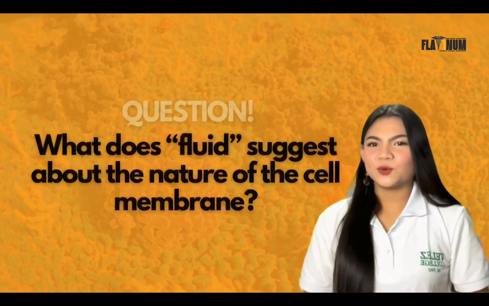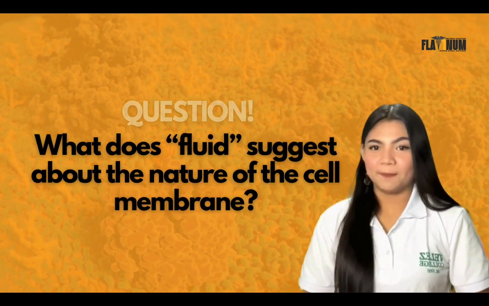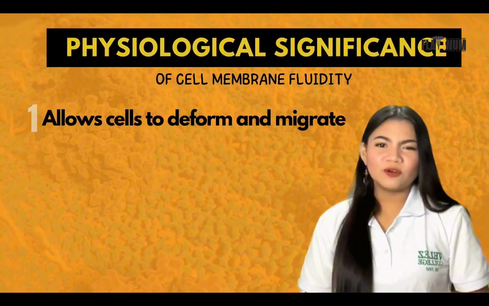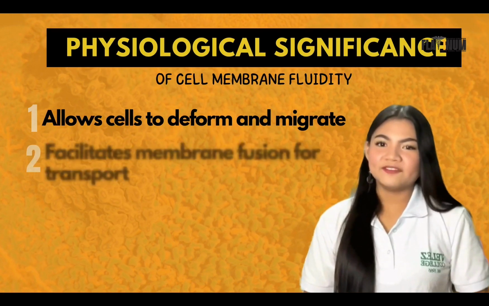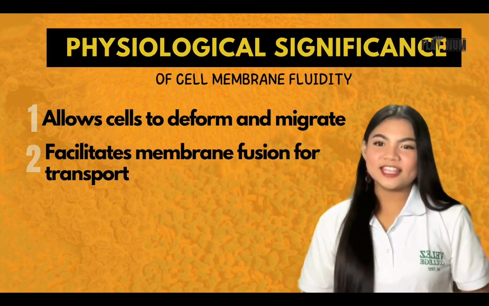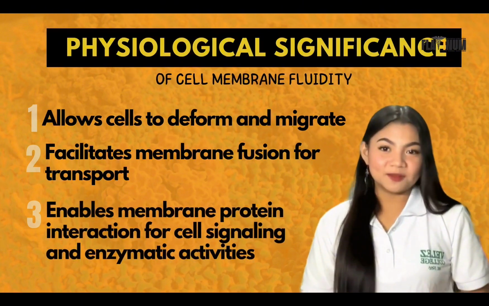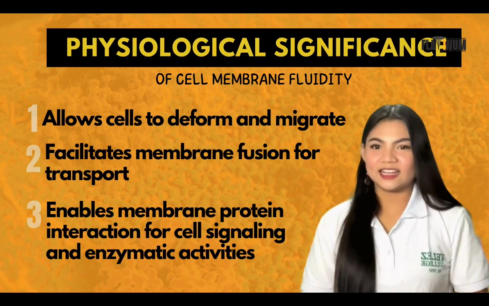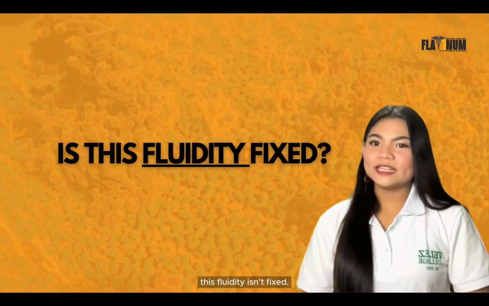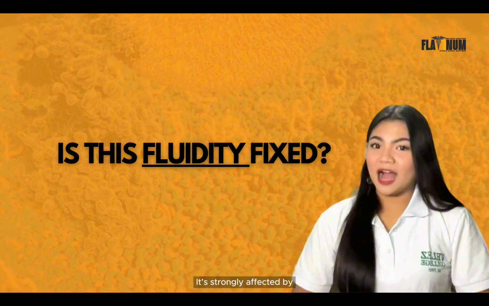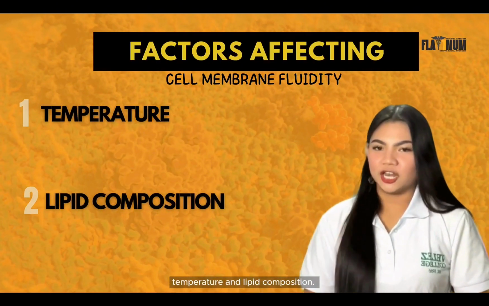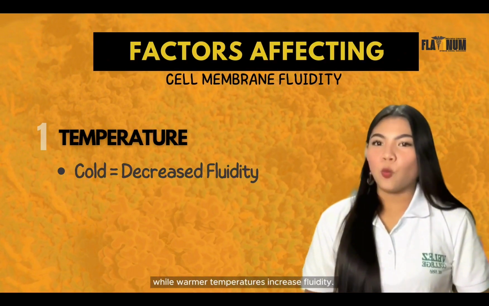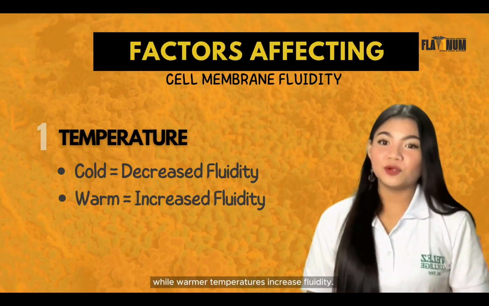Now, what does the word fluid suggest about the nature of the cell membrane? Exactly. This fluidity allows cells to deform and migrate, to facilitate membrane fusion for transport of substances into and out of the cell, and to enable the interaction of membrane proteins for cell signaling and enzymatic activities. But remember, this fluidity isn't fixed. It's strongly affected by temperature and lipid composition. For instance, colder temperatures tend to make the membrane more rigid, while warmer temperatures increase fluidity.